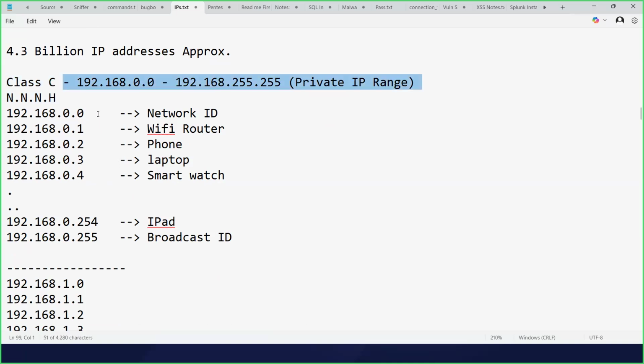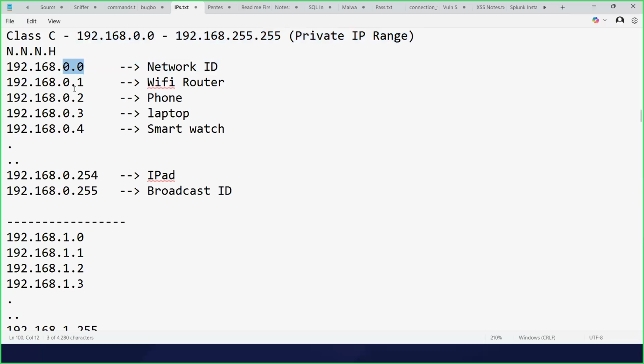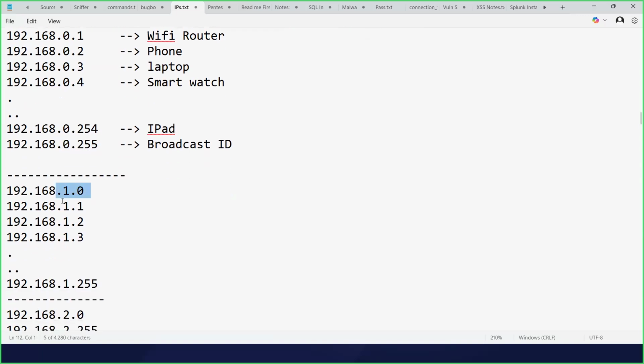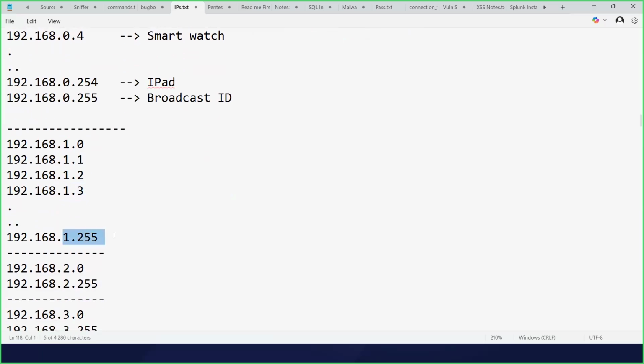Let's talk about the sequence again. After 0.0, what do we have? We have 0.1, then 0.2, 0.3, 0.4. This goes on all the way up to 0.255. After 0.255, we have 1.0, then 1.1, 1.2, 1.3, which goes up to 1.255. Then you have 2.0, which goes up to 2.255, and so on and so forth.